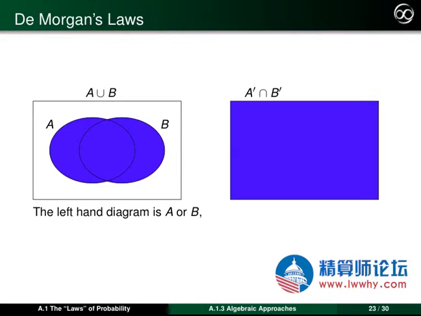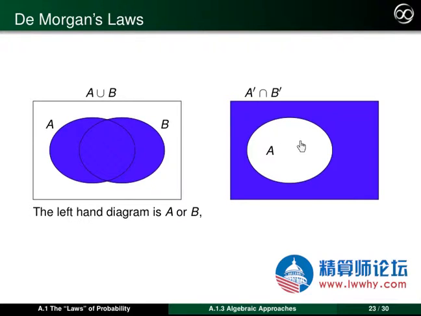That's my left-hand diagram. On the right-hand side, let me first just draw A prime intersect B prime. So I want to be in A prime. What's A prime? A prime is everything other than A. So I'll just punch out A. And now my blue stuff is A prime. I also want to be in B prime. So I'll punch out B, leaving me only with stuff that's in B prime. That is exactly the inverse of my previous diagram.